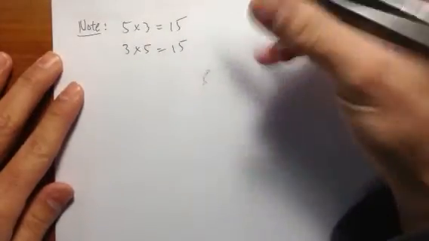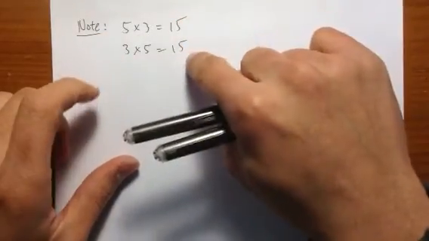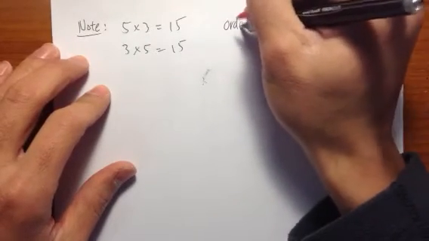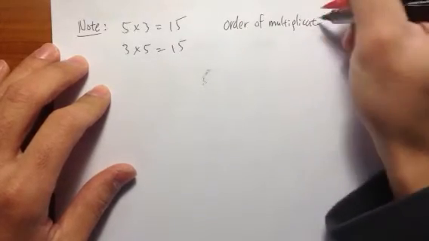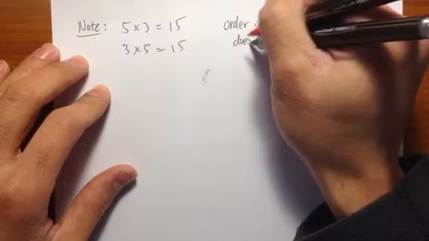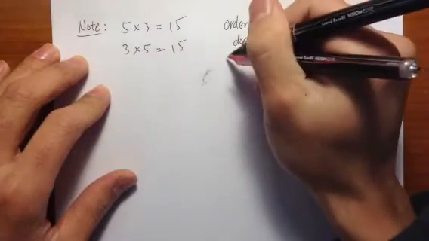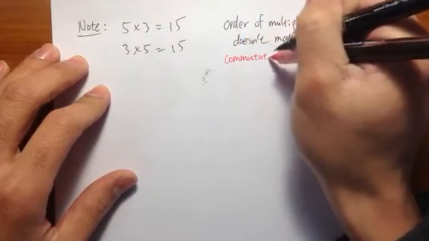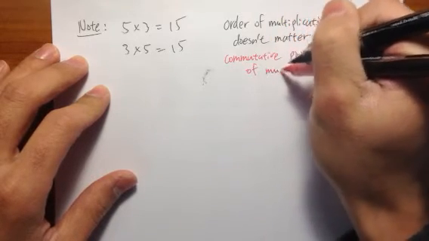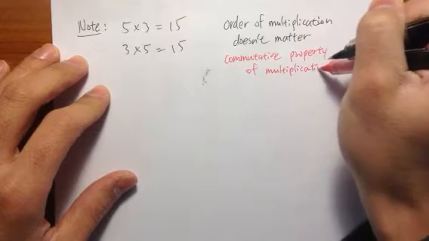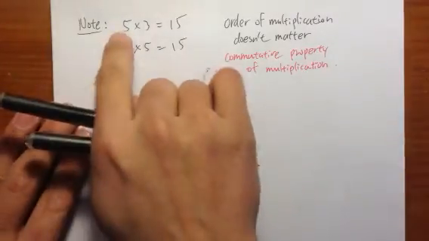So in this case, notice that it doesn't matter how you multiply these two numbers, and you still get the same answer. The idea is that the order of multiplication doesn't matter. It's very similar to addition, right? And that's what we call the commutative property of multiplication. It works with other numbers too, not just 3 and 5.